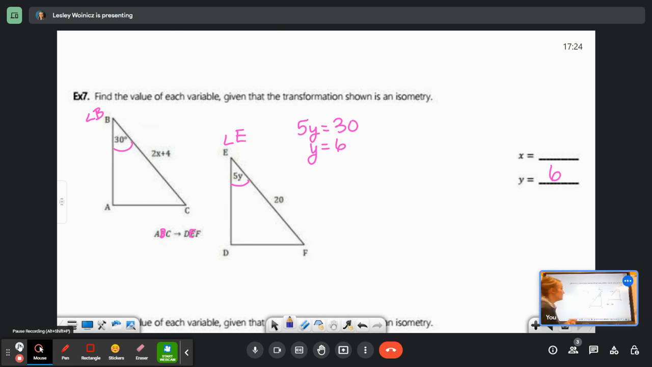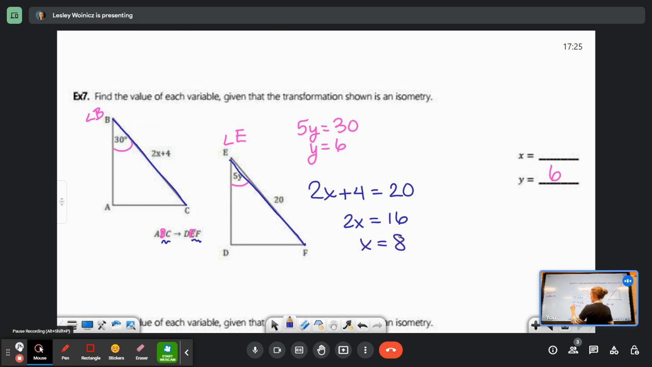Okay, next we want segment BC. BC has to map to EF. So we know that 2x plus 4 equals 20. Okay, this one's not going to be 6, I can tell already. Subtract 4 from both sides. I get 2x equals 16, and x is 8.